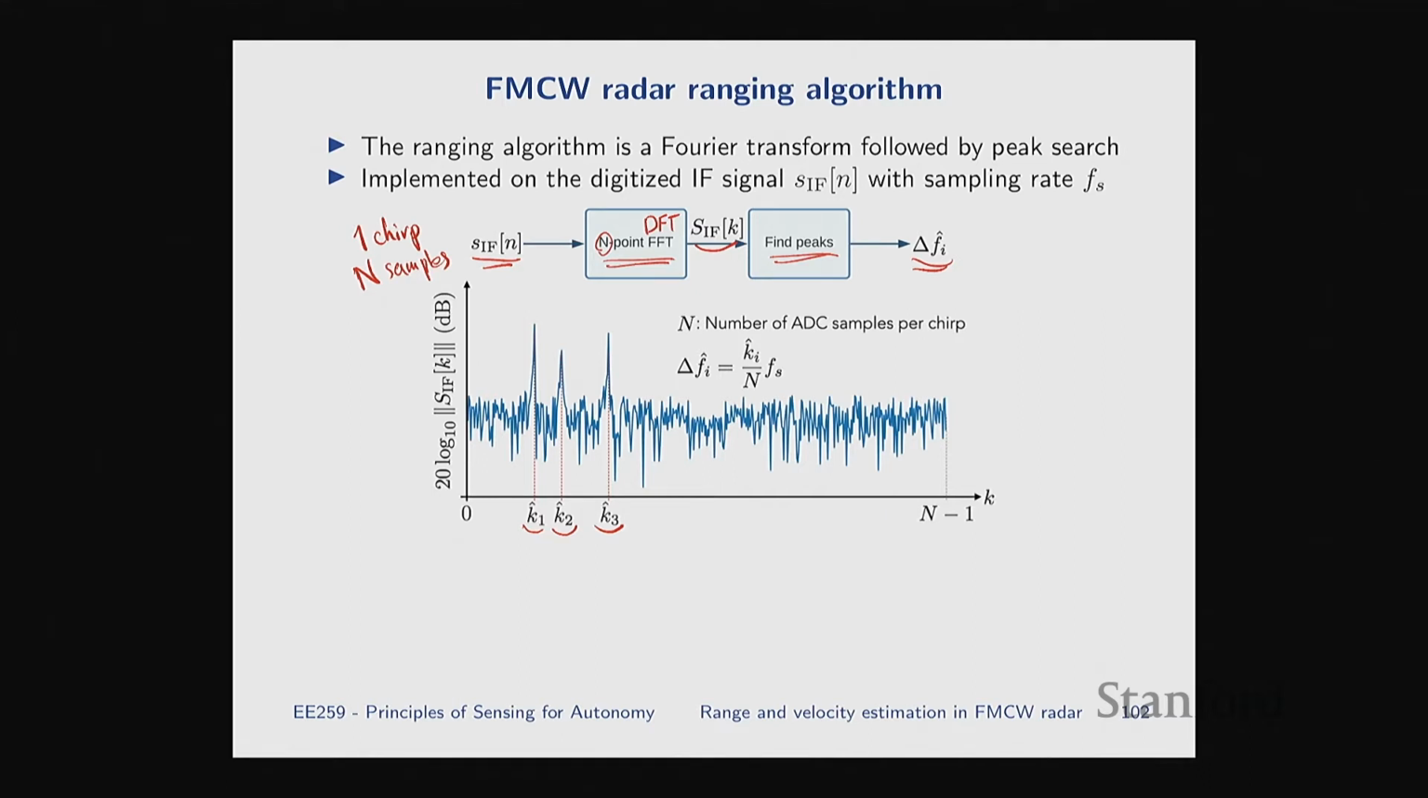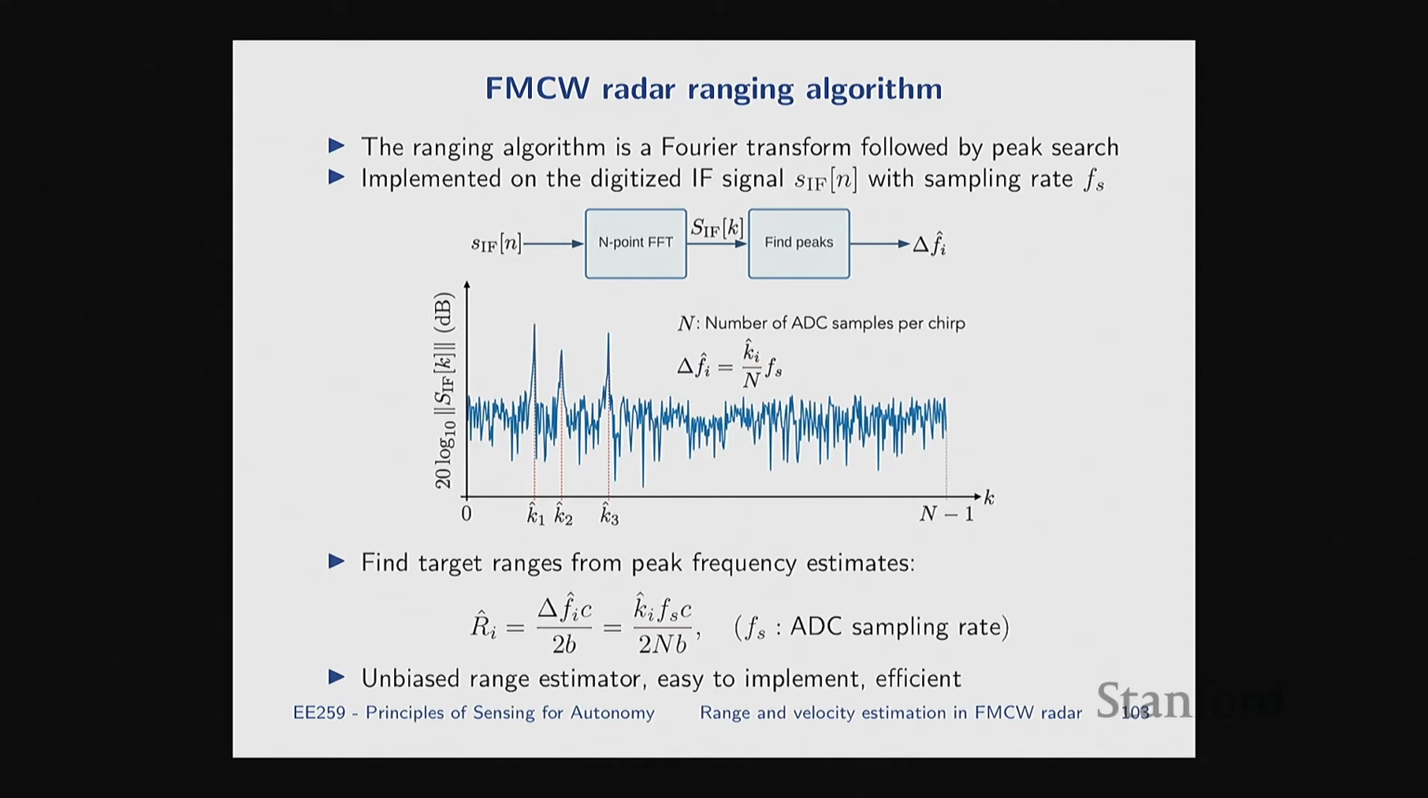And then to actually find the range of the targets, you first convert the indices to frequencies. The indices go from 0 to n minus 1 because you are doing an n-point FFT here. To find the frequencies, you just do your index divided by n, which is the total number of points in the FFT, times the sampling rate, f sub s. F sub s is your ADC sampling rate. That converts your index k to your delta f frequency, and then from delta f to range, that's another scaling, which we just looked at.